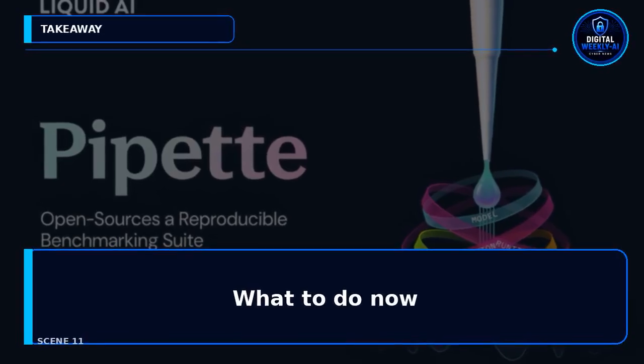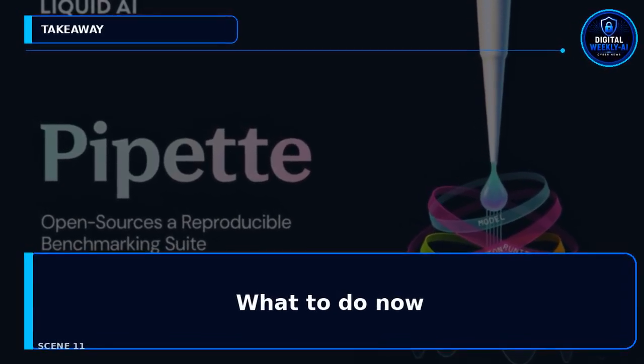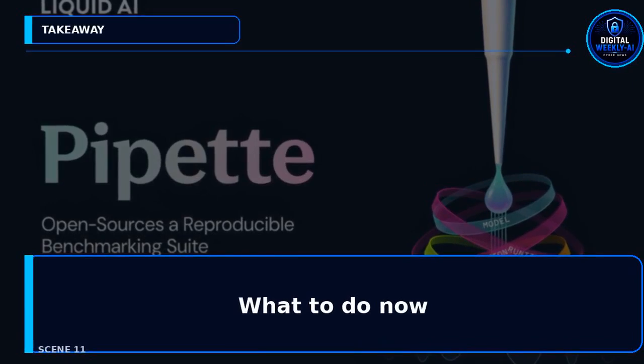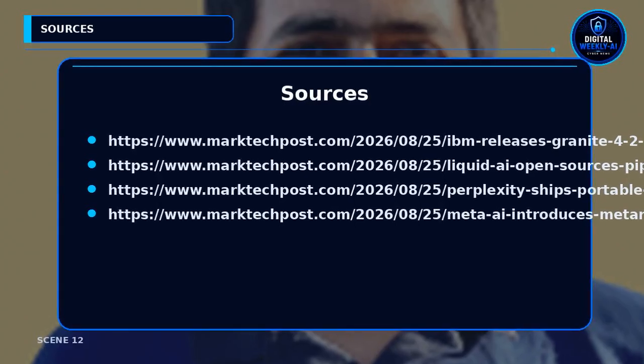Actionable next steps. Try Granite 4.2 under Apache 2.0 for reasoning. Add Pipette to on-device evaluation. Run a Perplexity proof of concept only if you have DGX Spark class hardware, and have network teams track MetaRoCE via OCP artifacts. Sources are in the description.